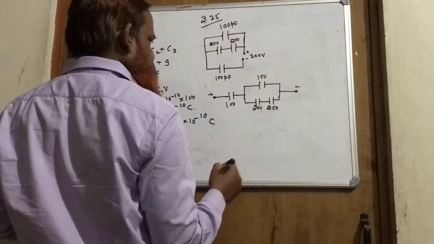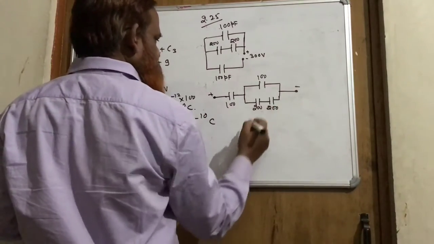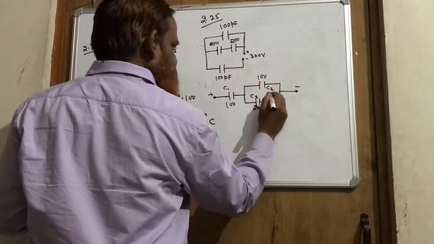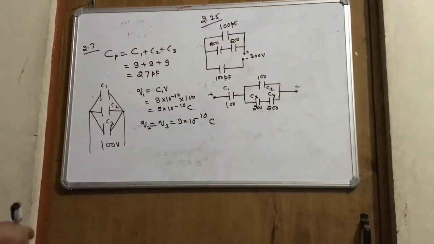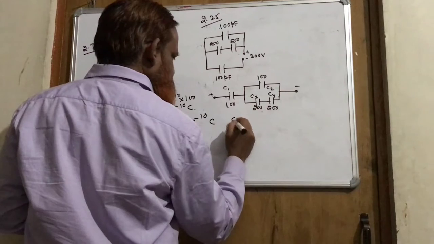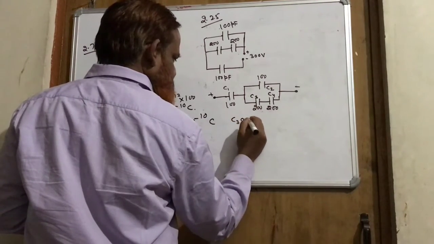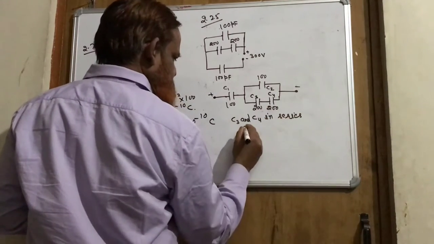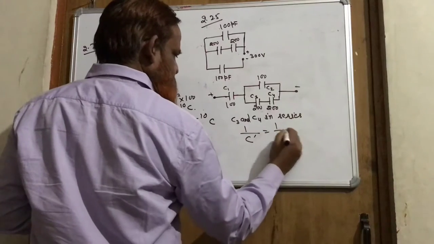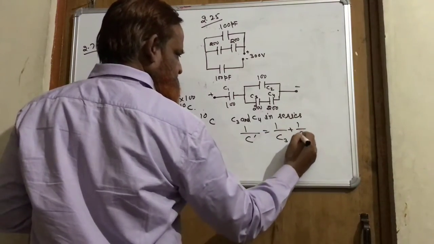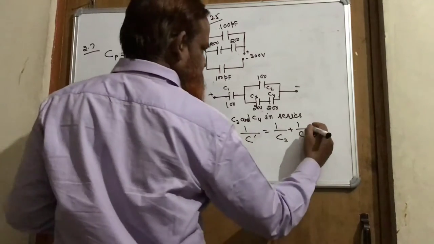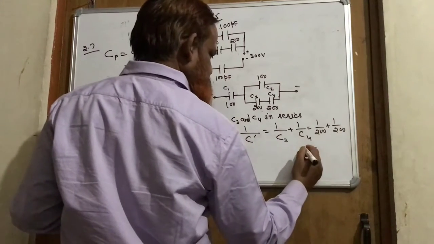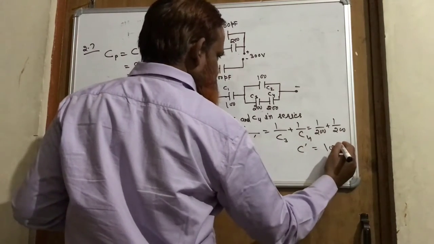So the equivalent capacitance we will find first. So 100 is named C1, the others are C2, C3, C4. So C3 and C4 are in series. So the equivalent will be this. So we will get 1 upon 200 plus 1 upon 200. We will get C dash equal to 100 picofarad.